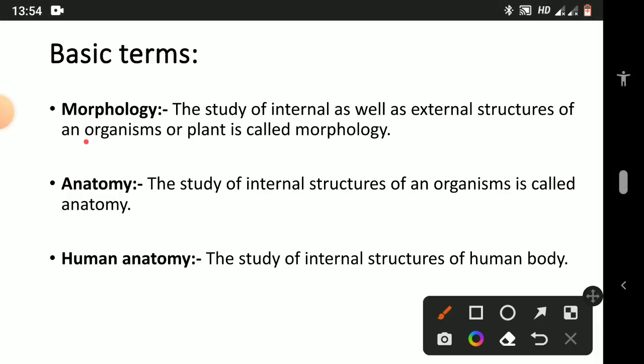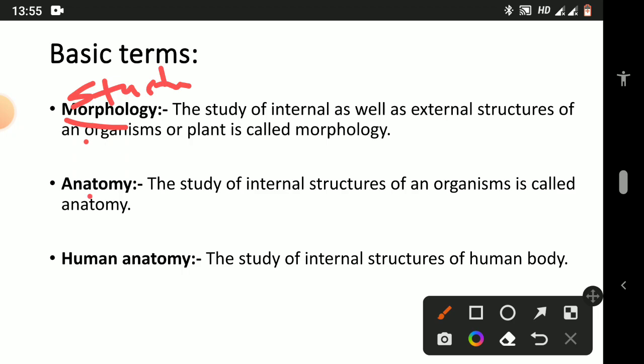First one is morphology. Then what is morphology? Morph means structure and logy means to study. In morphology we are going to study the structures. The structure may be internal or external. That means in morphology we are going to study the internal as well as external structures of an organism or plant.